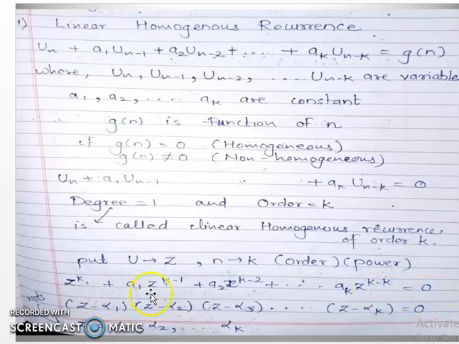Then when we find the roots of this homogeneous recurrence relation equation, we get z minus alpha 1, z minus alpha 2, into z minus alpha 3, up to z minus alpha k is equal to 0. Therefore, the roots of this linear homogeneous recurrence relation equation are z equal to alpha 1, alpha 2, up to alpha k. These all are roots of the linear homogeneous recurrence relation equation.